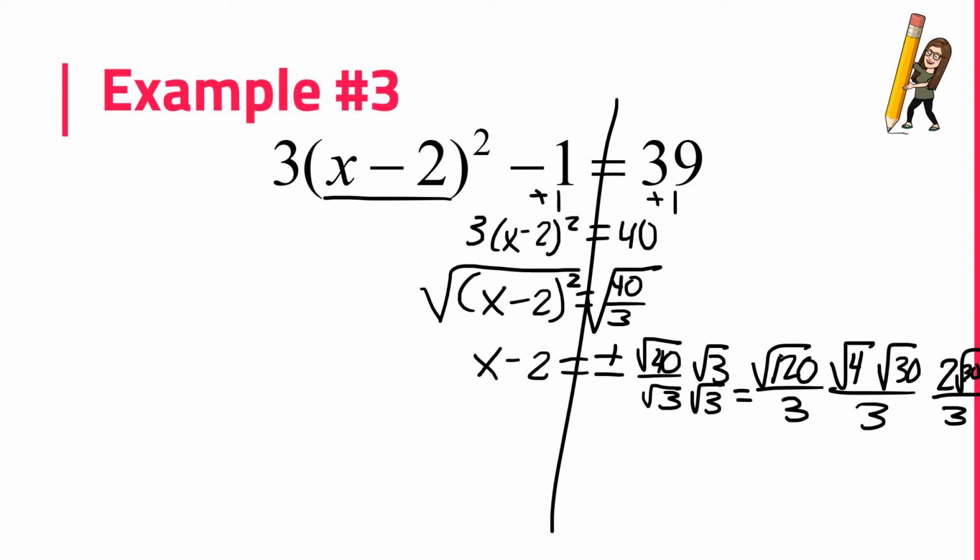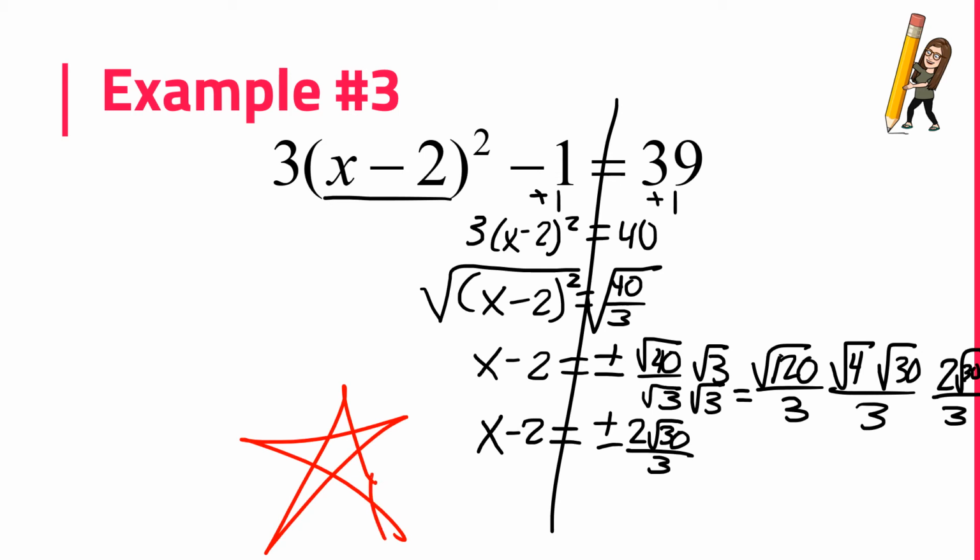So let me bring this back. The left side we didn't touch. The right side's a positive and negative. And we have 2 square root of 30 over 3. Here's where things get interesting. Here's where you need to slow down a little bit. I'm going to add 2, right?